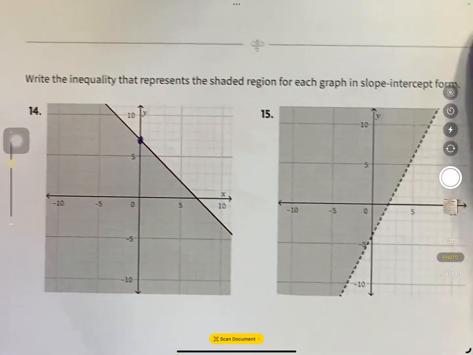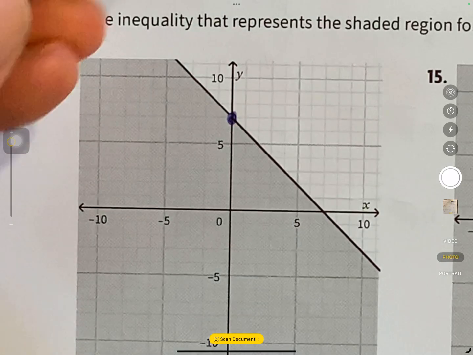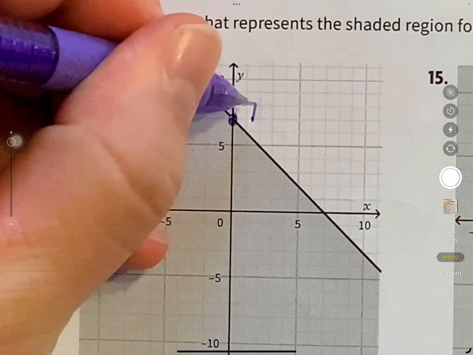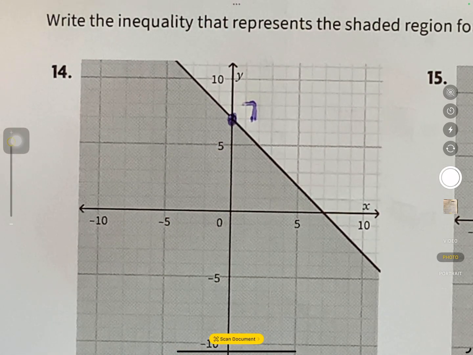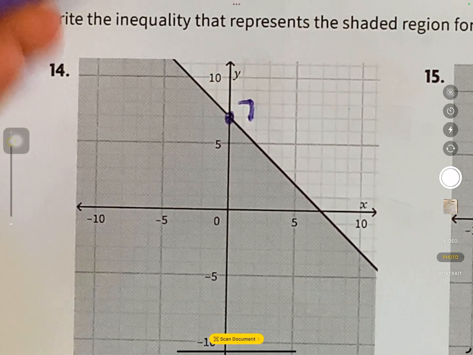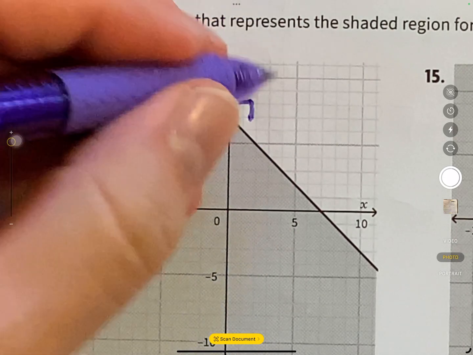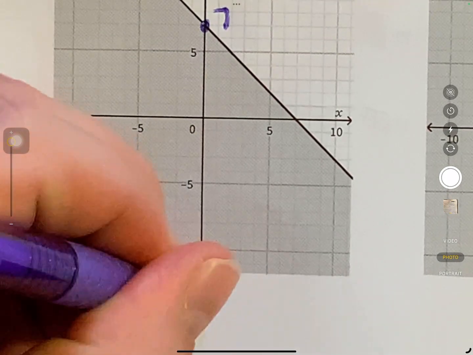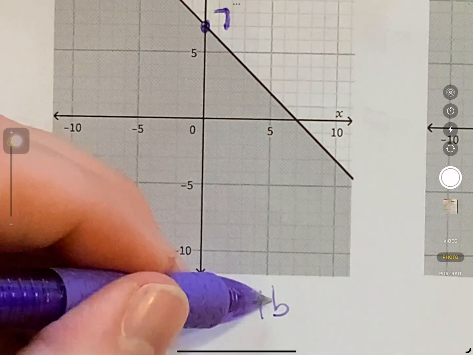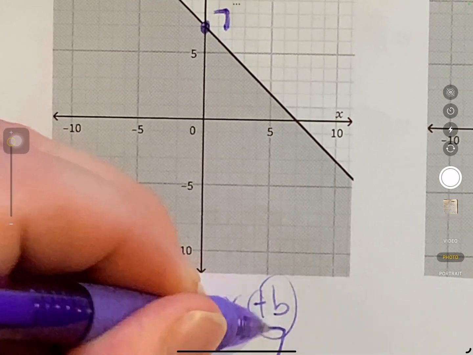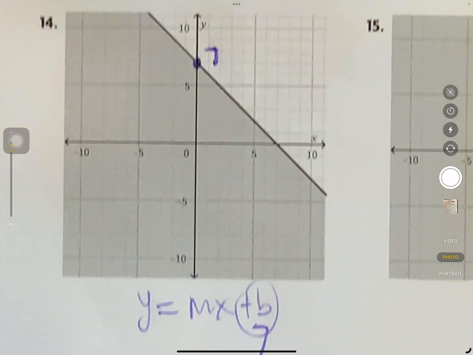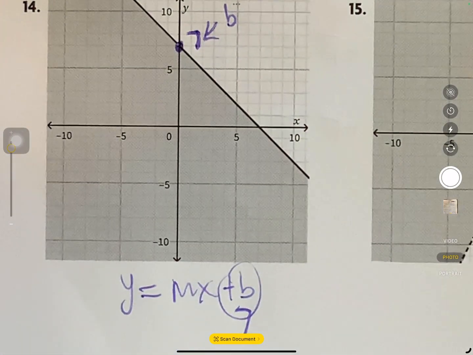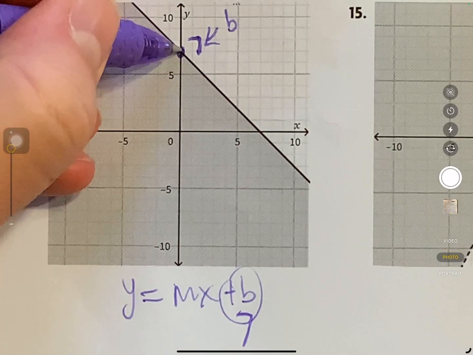It crosses right there. See how it crosses here? What number is that? That's 7, right? And the line goes down and over, which is going to be a negative slope. So don't forget that y equals mx plus b is always our form. The b is the 7 we just figured out. The slope is the m, and the m is negative.